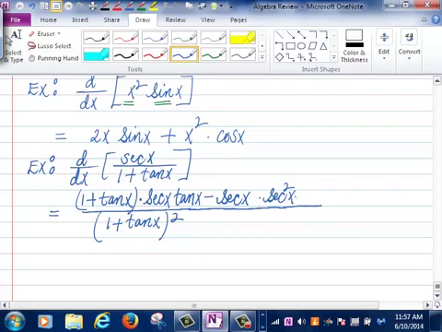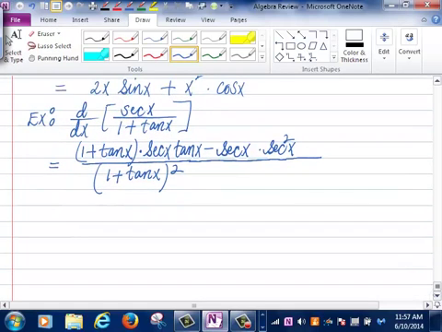Okay, and again, you can multiply out everything in the numerator and simplify it a little bit, but I won't do it. So that's the derivative in that case. Does anyone have any questions on what I did there? Okay.